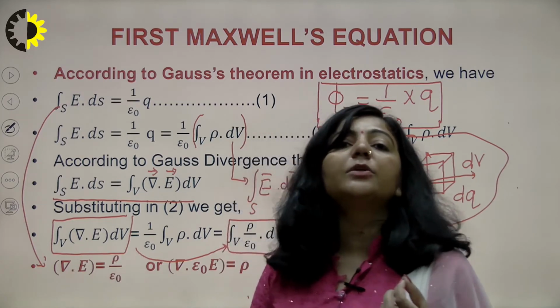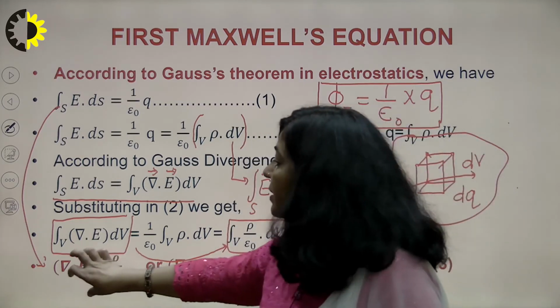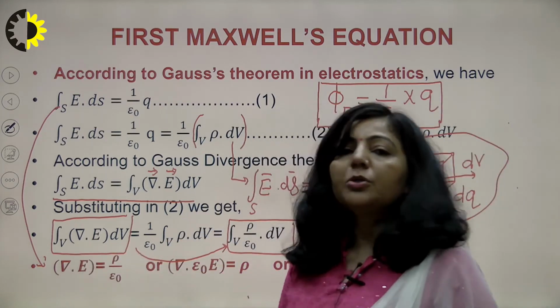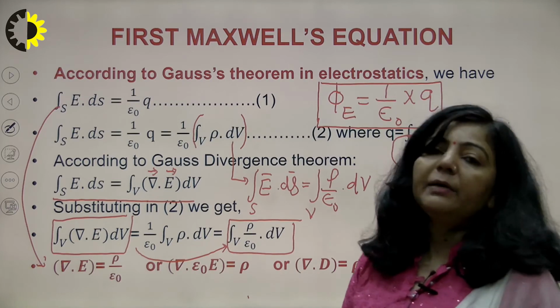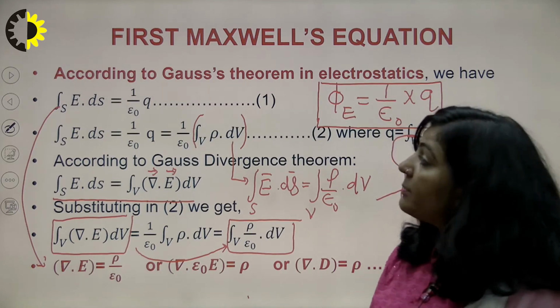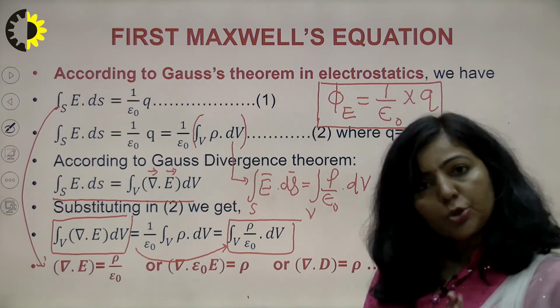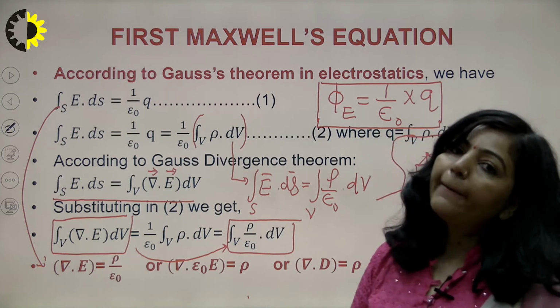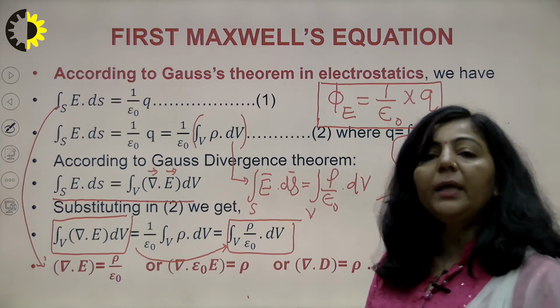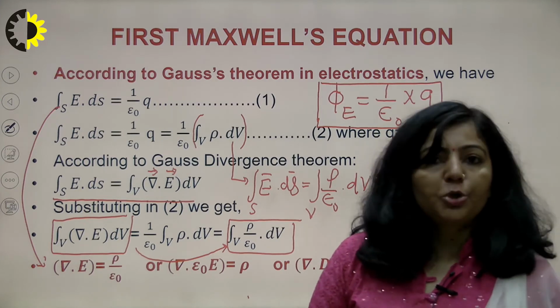Del is a vector differential operator. It means this equation is in differential form. This is a differential operator here, so when you solve it, it will be in differential form. That is the reason this first Maxwell equation is the differential form of Gauss law in electrostatics. So this is the method to write any particular law in differential form.